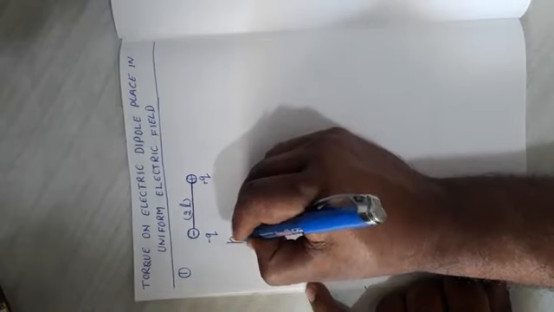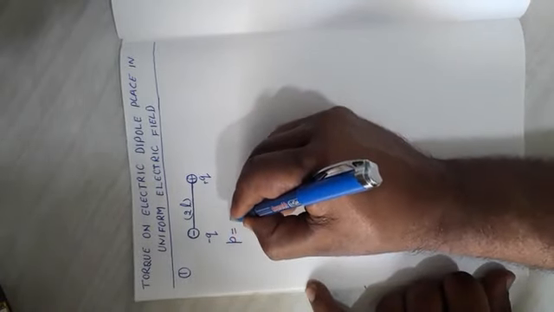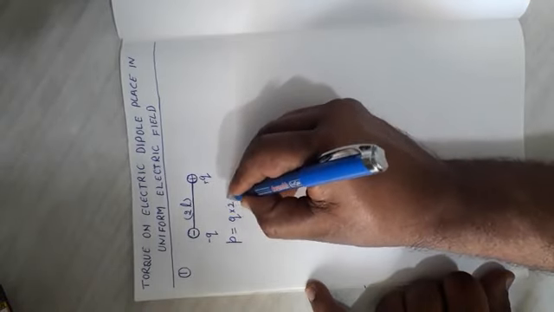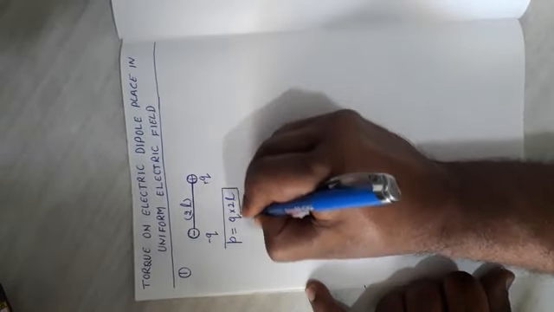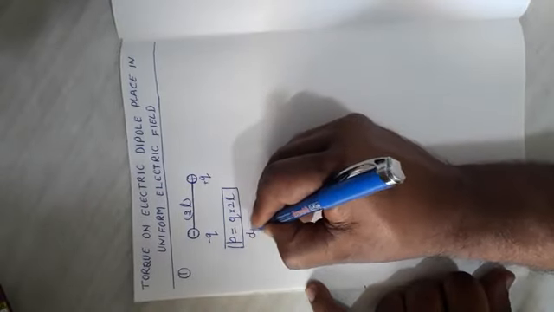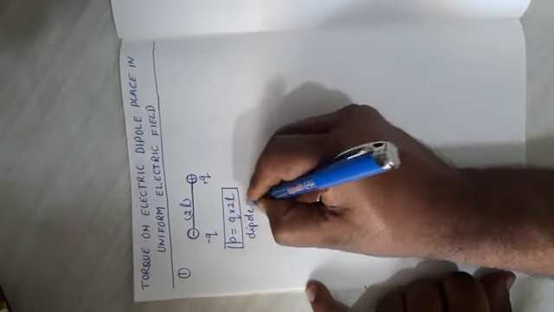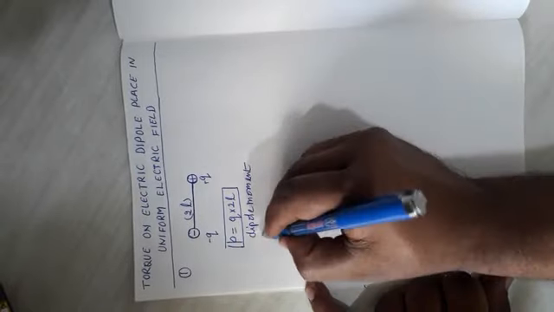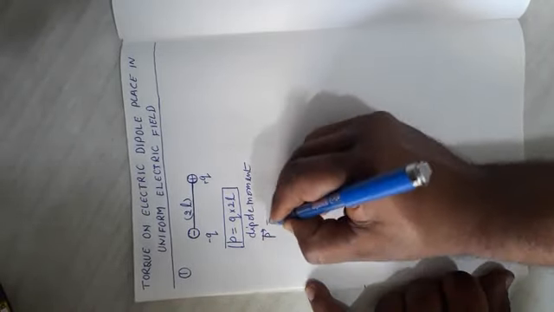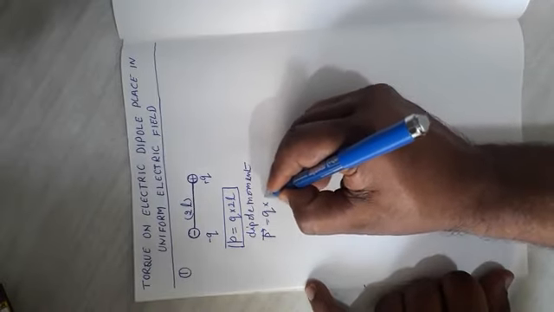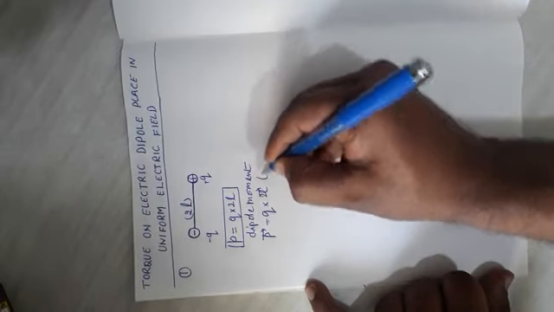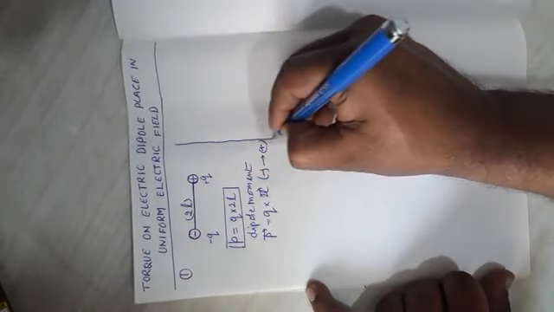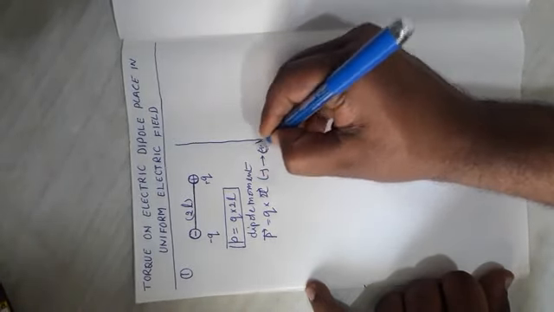There is a quantity called dipole moment, which is denoted by P and expressed as q into 2L. This is called dipole moment. It is a vector quantity and its direction is from minus charge to plus charge. This is the first basic thing that you need to understand.